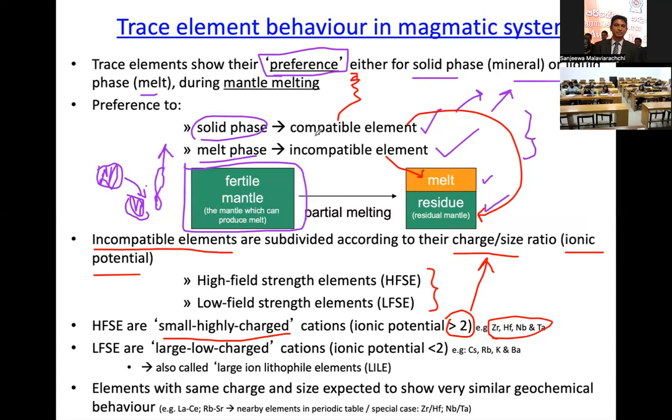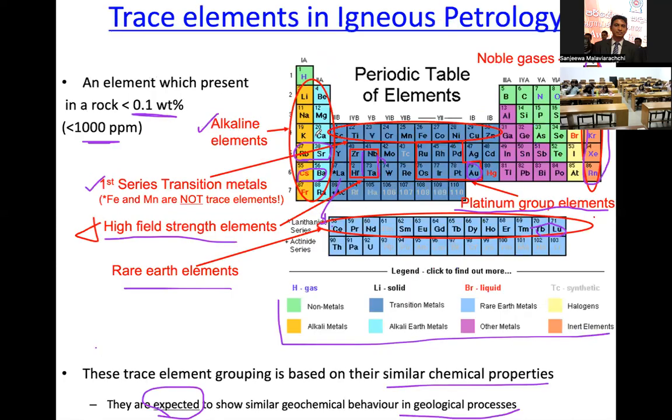So these four come as high field strength elements. Actually, there are several other high field strength elements also, but basically we take these four because they are very much used in geochemistry. Okay. And there may be some other situations where you can have the same charge and size. So this is the main important fact.